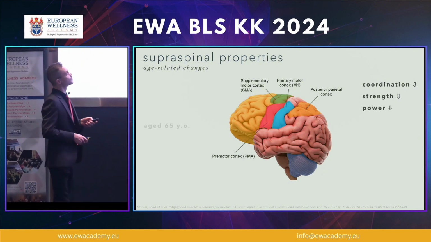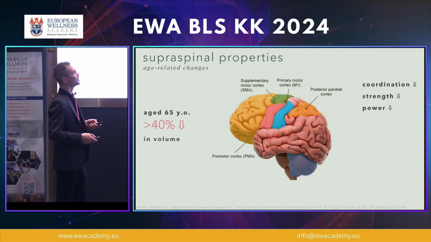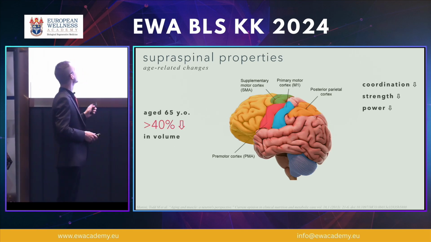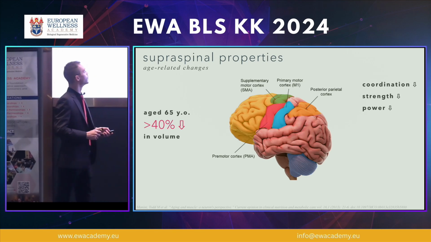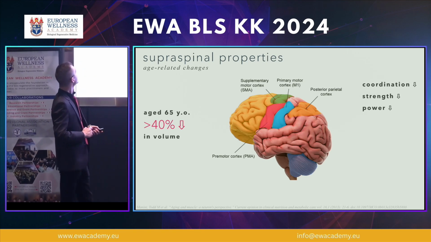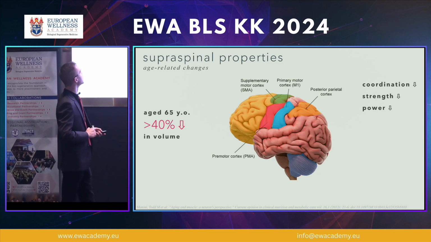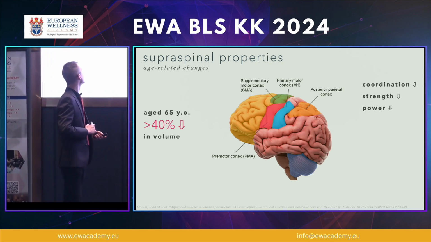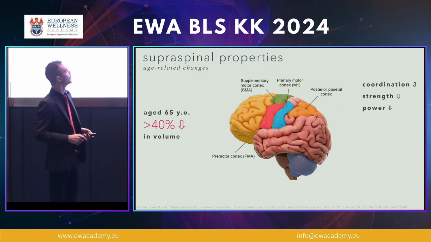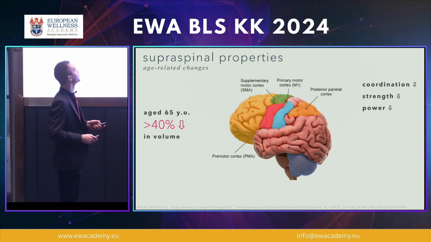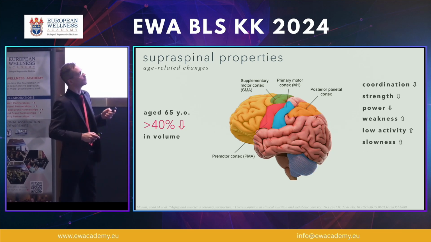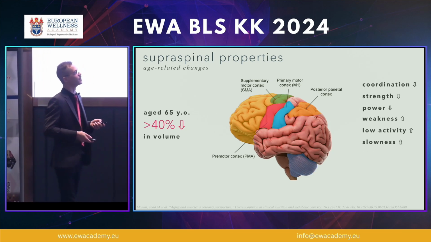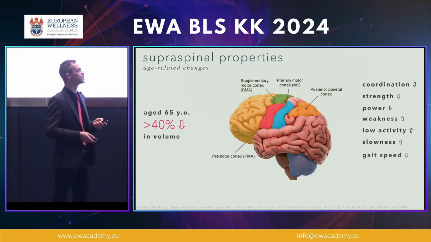We can observe decrement of coordination, strength, and power with aging because, first of all, of decrement of the volume of the premotor cortex, this part. After the age of 65, it's been found that in most people the volume decreases more than 40%. There are also changes in the primary motor cortex and occipital lobe, so we can observe increasing weakness, low activity, slowness, and also decrement of gait speed.